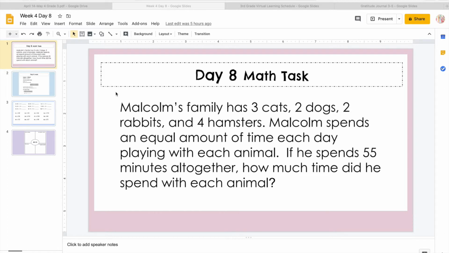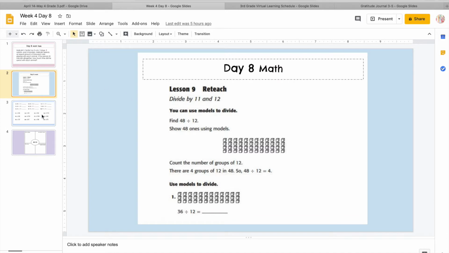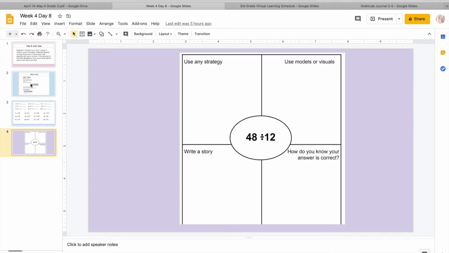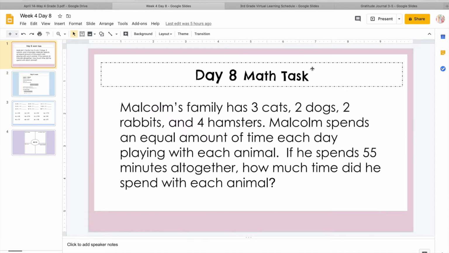So let's jump right in. We have a math task, not too much today. We have a lesson and then we have our fluency and then we're going to go over some reading and your virtual learning.